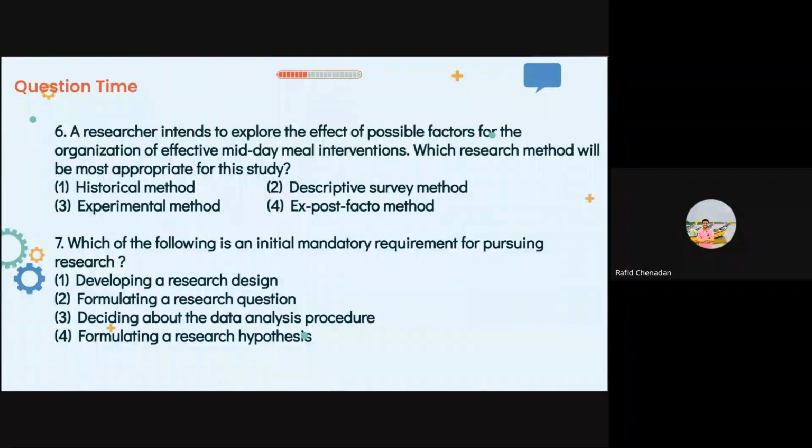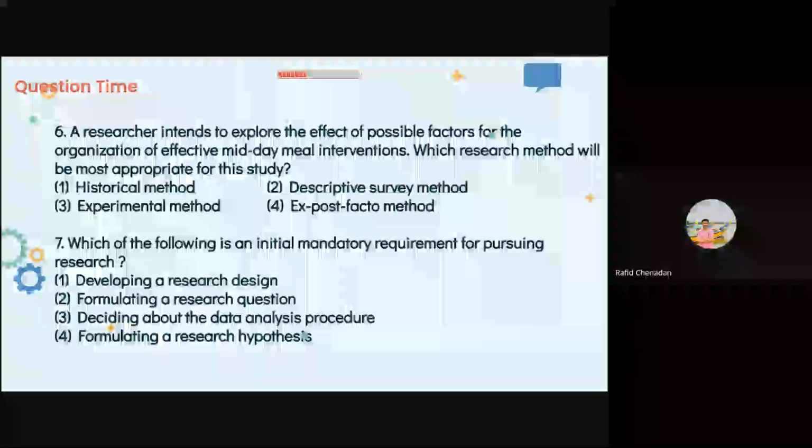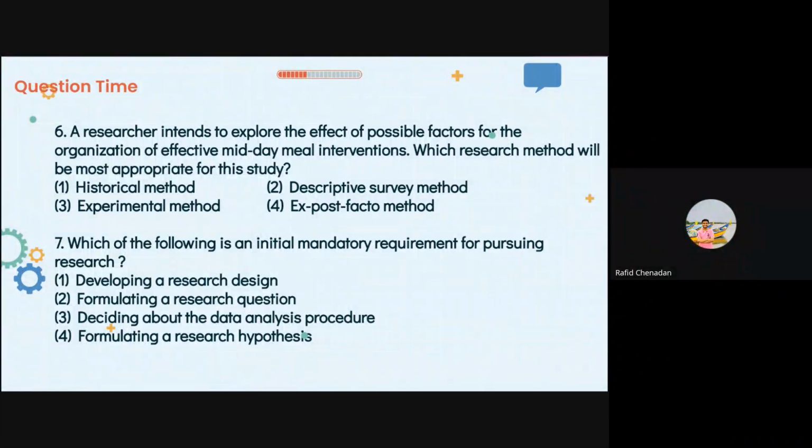Midday meal intervention, right? Government gives midday meals. We used to get all this milk, egg, and all. So whatever you get, midday meal as a meal. So which research do you use? Is it historical, descriptive, ex post facto, experimental? I think all these we discussed. Historical is historical, basic. Experimental is it involves an experiment. Just give your guesses.